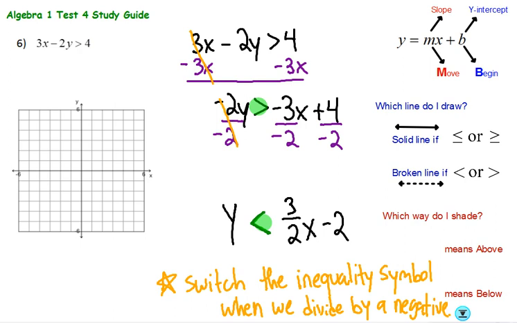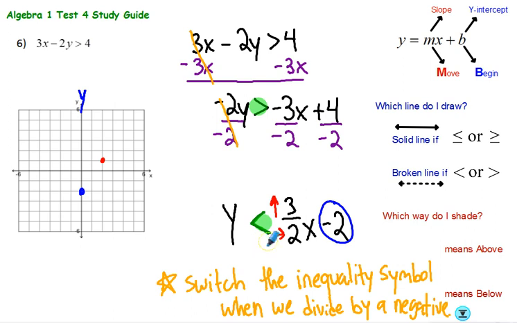Now, again, everything else is the same as far as where you begin. You're going to begin at -2. That's the same. The slope tells you how to move from there. So it tells you to go up 3, 1, 2, 3, right 2, 1, 2. And then we just have to decide solid or broken.